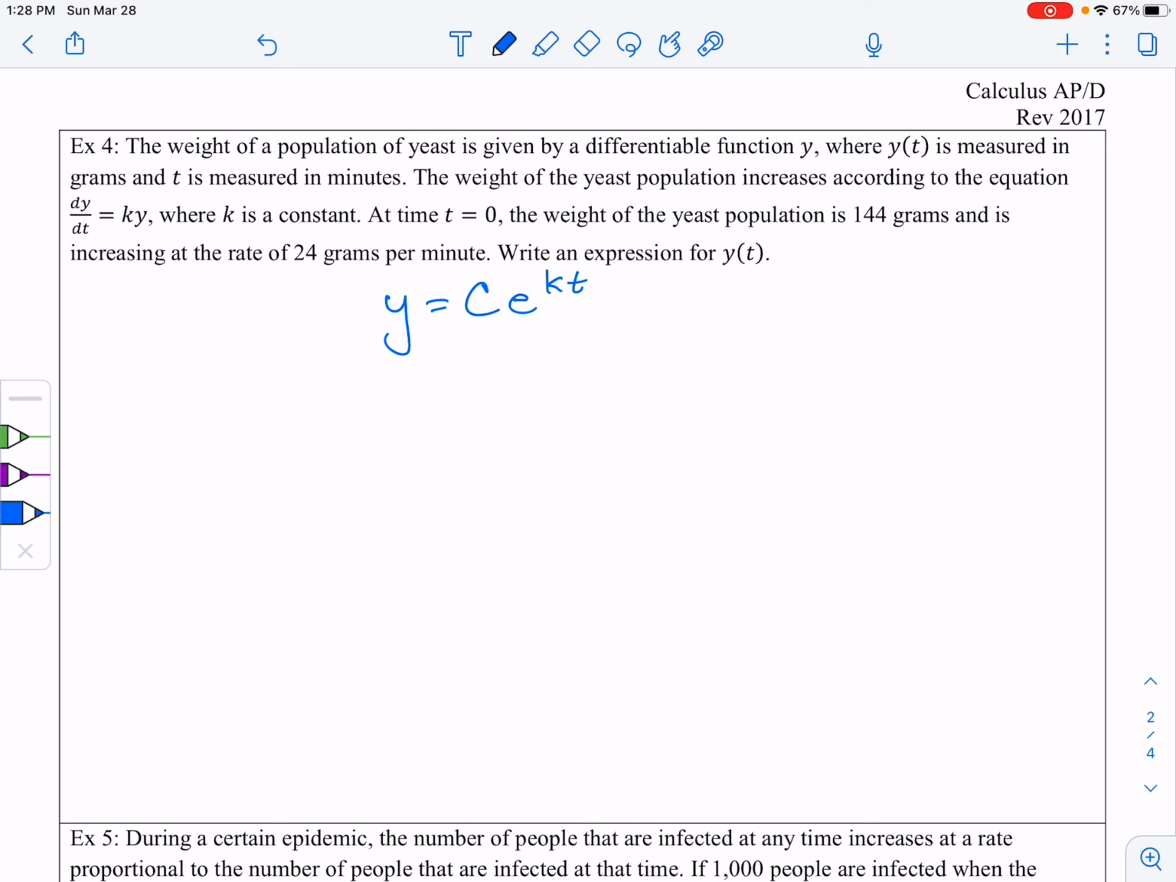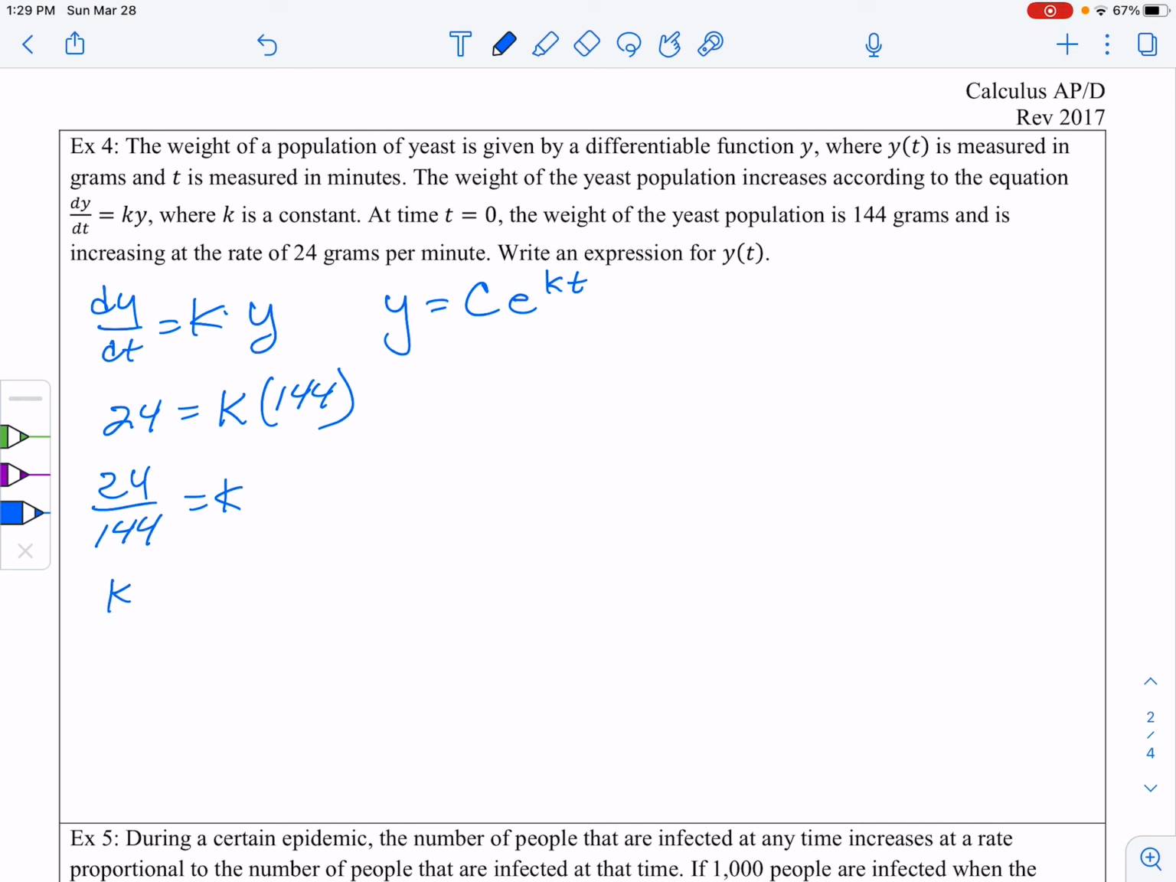Sorry. So we know dy/dt equals k times y. So dy/dt is 24 when y is 144. So 24 divided by 144 will give me k. So k is equal to 1/6. Then I know, because it's proportional, I'm going to use this equation.